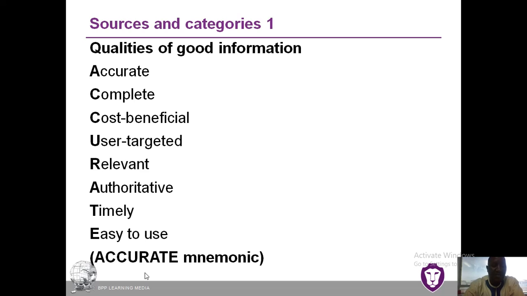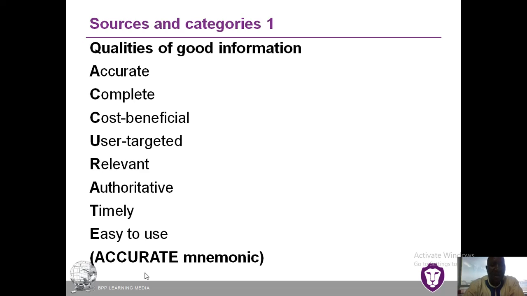Then lastly, information must be easy to use. That's why you must have the user of the information in mind, so that you make it easy for that user to use the information. As an accountant, part of your communication may be to managers who are not experts in the accounting field. So to make your information easy to use, you need to avoid unnecessary jargon and big accounting words as if you are talking to your fellow accounting professionals.